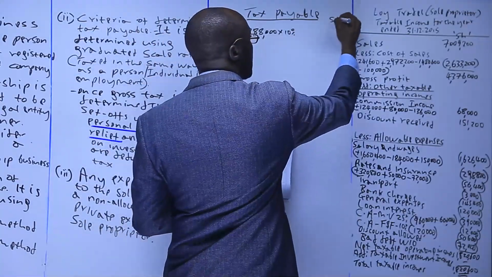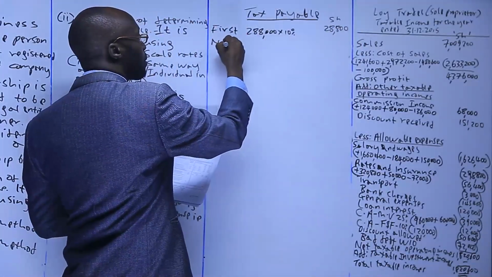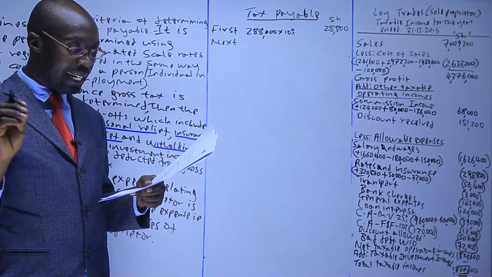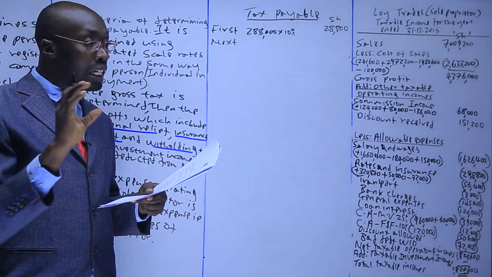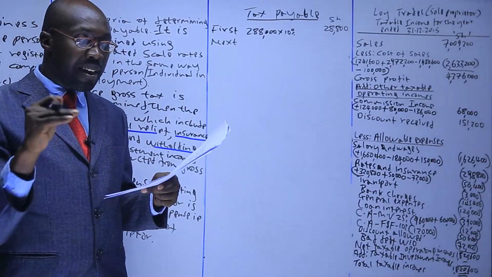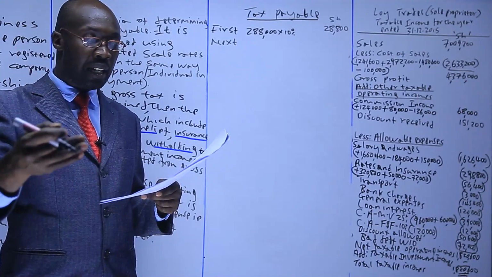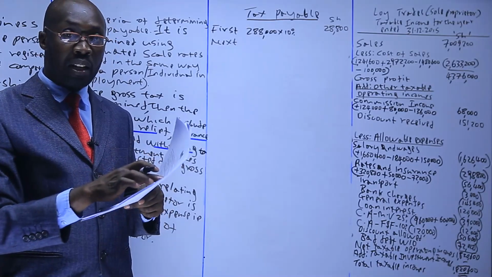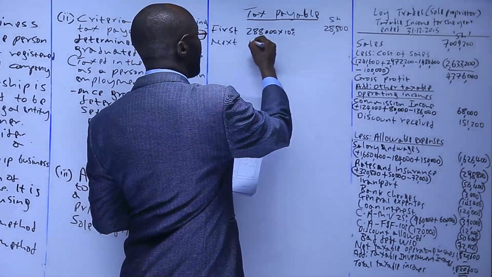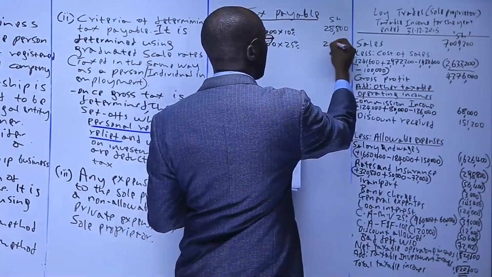It gives you shillings 28,800. Then you come to the next. The next, you take between 288,001 to 388,000, 25%. Now we don't pick the last amount and tax at 25% like we have done for the first one. No. You take the difference between the last amount appearing there, which is 388,000, minus the last amount appearing in the previous rate, which is 288,000. So 388,000 minus 288,000 gives you 100,000. So 100,000 times 25% gives you 25,000.